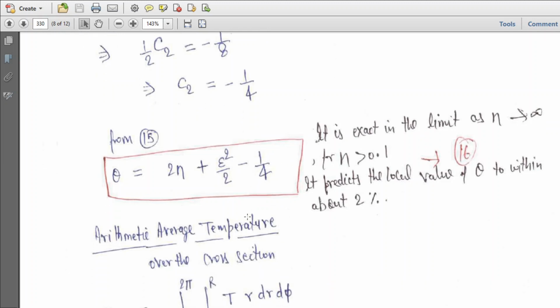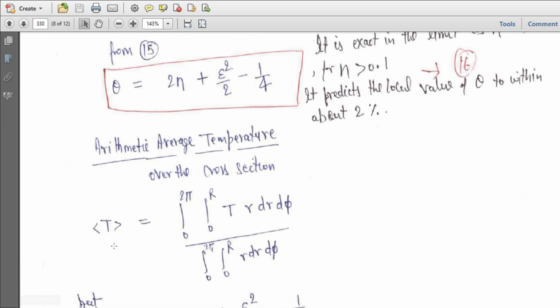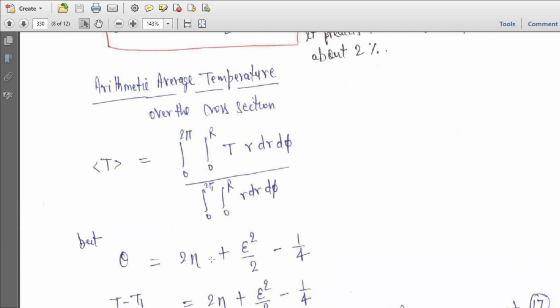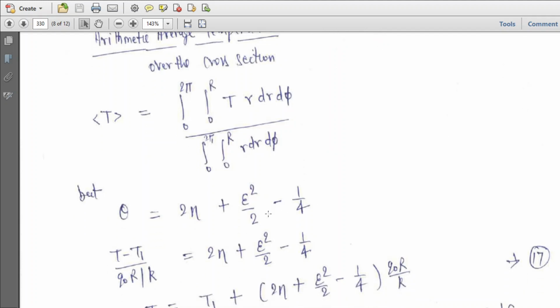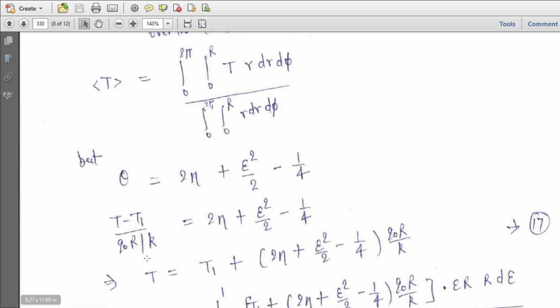Arithmetic average temperature over the cross sections. So this T here, you have, this is the expression for that, T R dr d phi divided by area. So you have expression of theta. Theta is 2 eta plus epsilon square upon 2 minus 1 by 4. Then substitute the expression of theta is T minus T1 upon q naught R upon k. So you will get expression of T is this one.